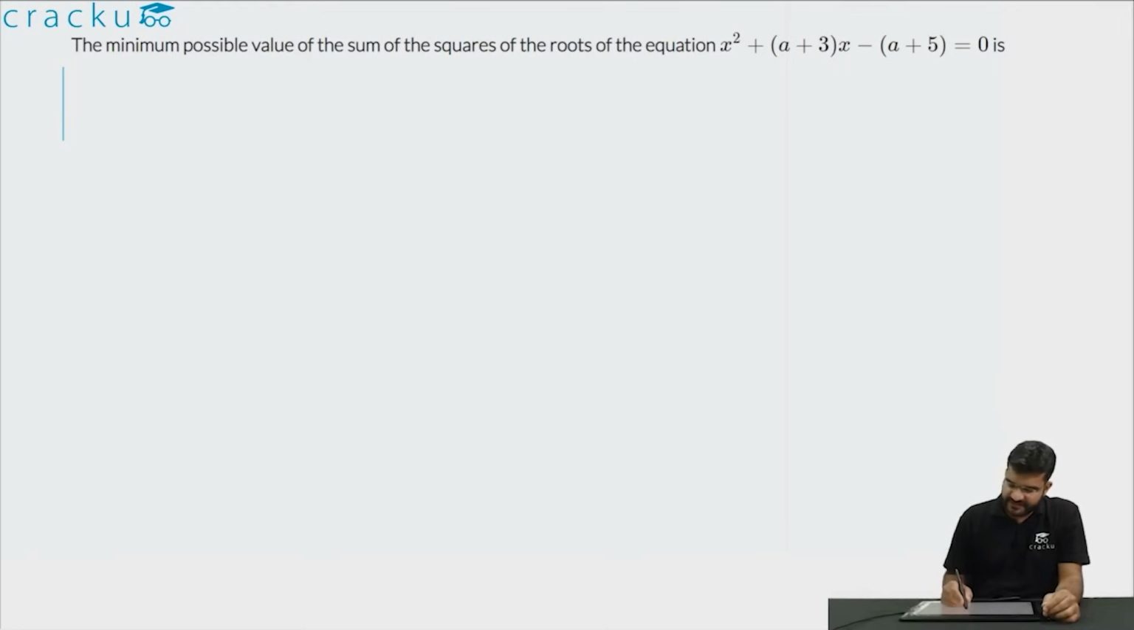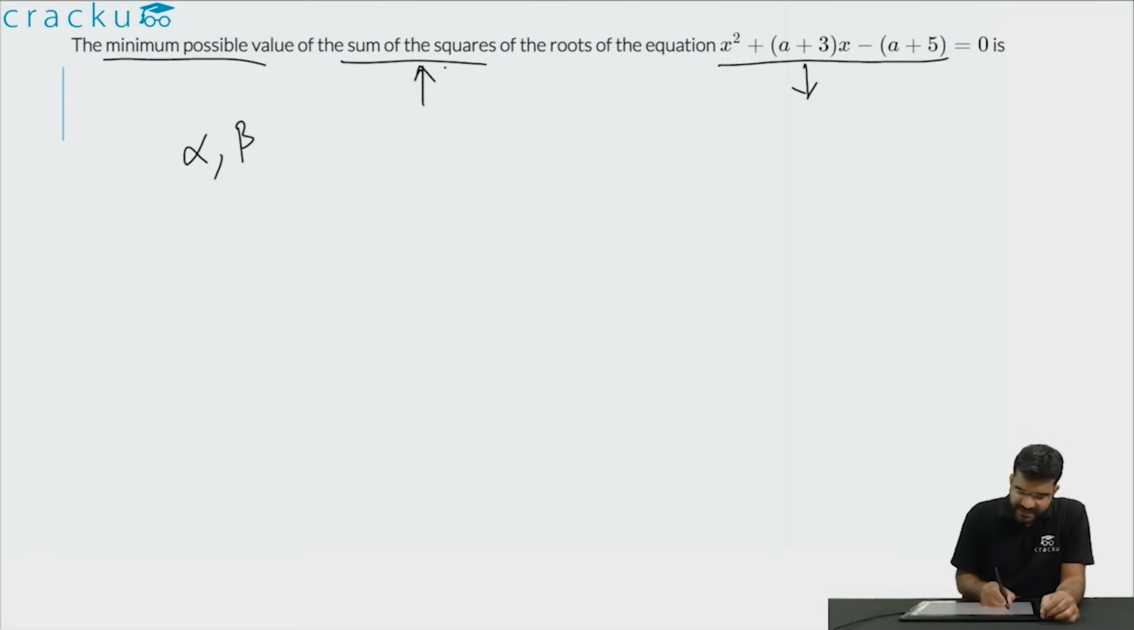In this question, we are given a quadratic equation x squared plus (a plus 3) x minus (a plus 5) is equal to 0, and we are required to find the minimum possible value of the sum of the squares of the roots of this quadratic equation. Now notice that we don't know the value of a. a is a variable, but it will vary such that we want to minimize the sum of the squares. So let us assume that the roots of the equation are alpha and beta.